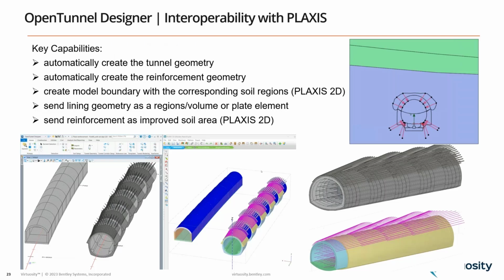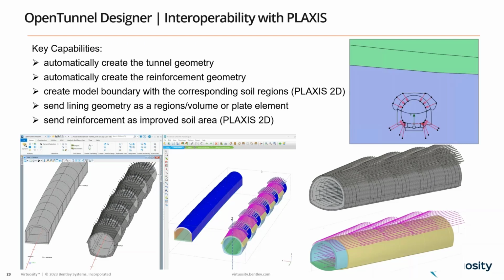So I will go quickly through some of the key capabilities that OpenTunnel can do at this point with Plaxis. The most important one is that we are automatically creating the tunnel geometry and the reinforcement geometry for Plaxis. As you can see here, I have my physical model created in OpenTunnel, and this is what we have created in Plaxis. Plaxis needed 5 minutes to run our script and create this geometry, and OpenTunnel needed about 10 seconds to create the script.